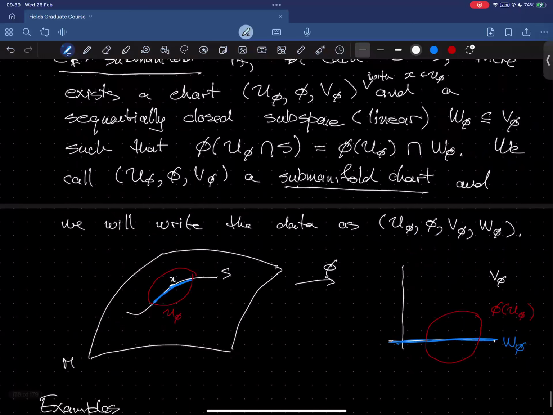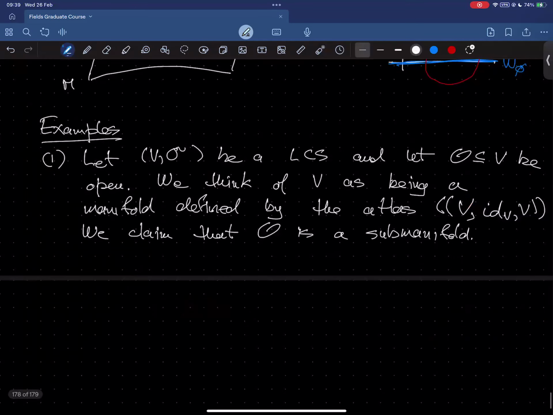The definition is that I need to do two things. I need to find a chart about any point in O, okay? And I need to find a sequentially closed subspace. We'll see why we need sequentially closed. It's not going to show up for a little while, but we'll see why we need that. In any case, you need to find a sequentially closed subspace W phi so that this is true. Okay, so let's just see how we go about that. So indeed, let's just show that the definition holds.